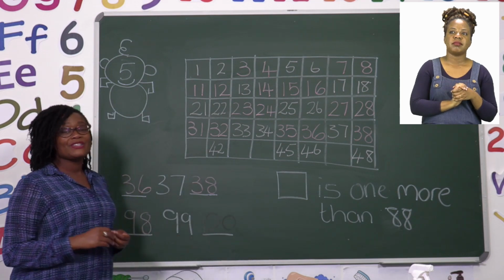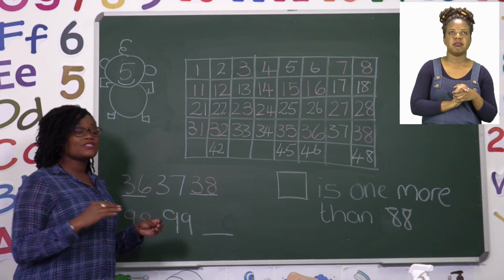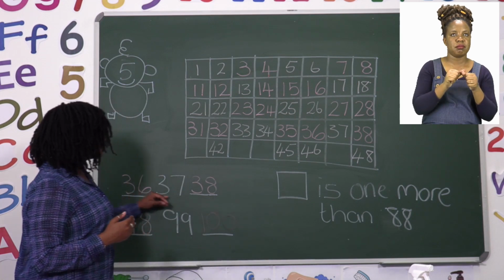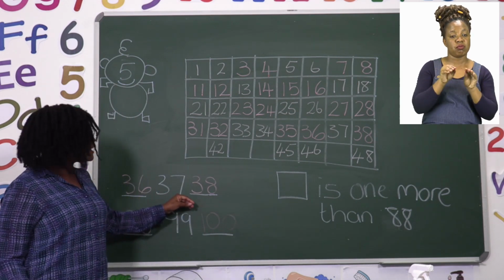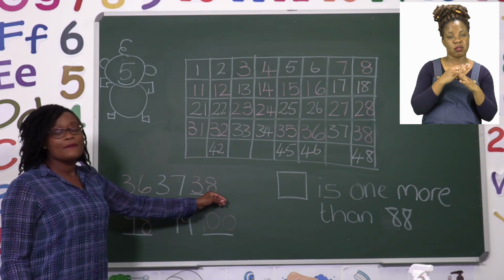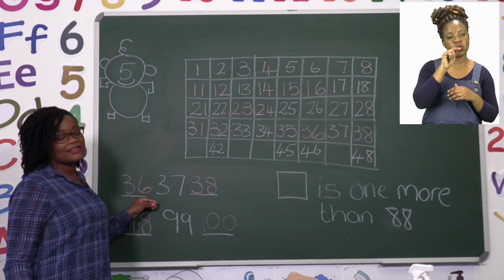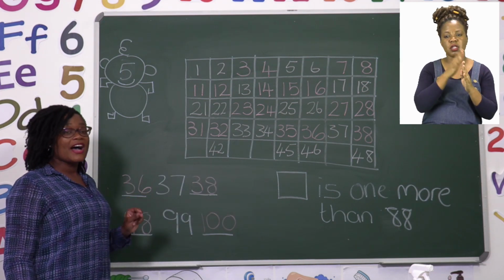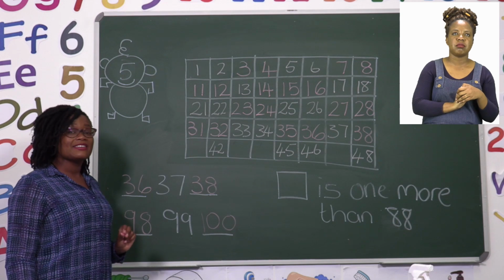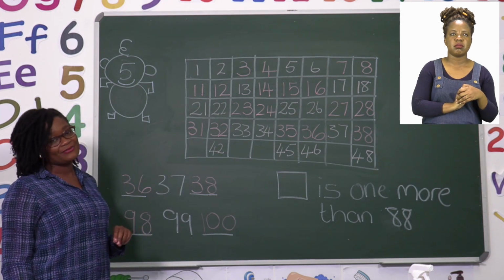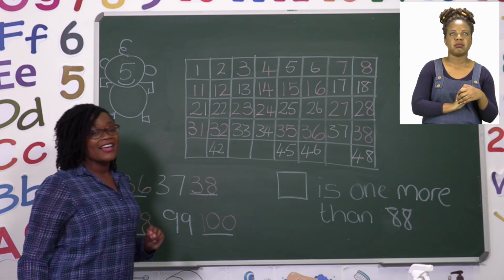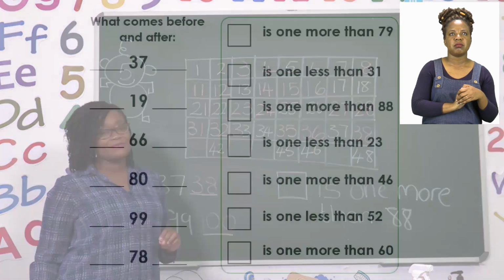So remember, when you're doing this one, you need to first check which number or which unit is there so that you'll be able to find the other unit behind and the other unit in front. So behind and in front also can mean before and after. Let's now take a look at the other side of that exercise.